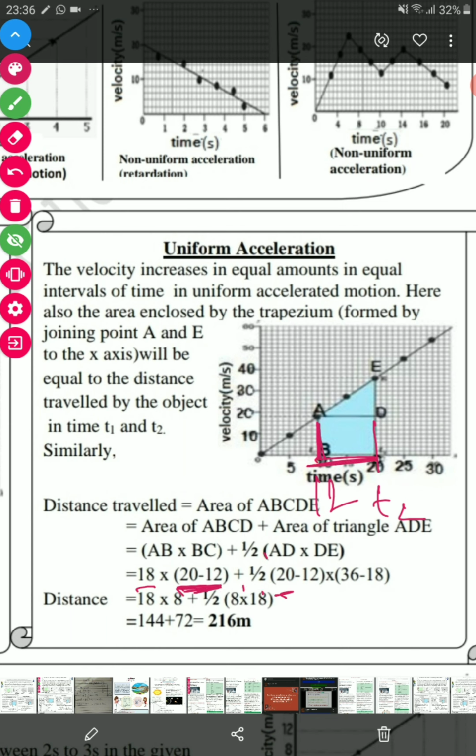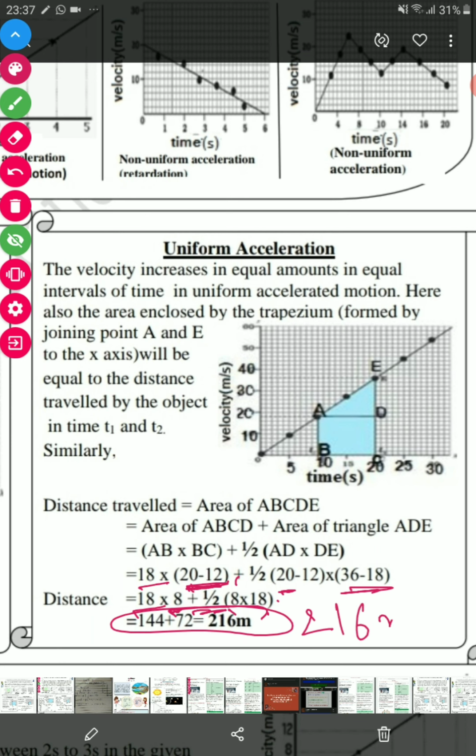Base AD is the base, so 20 minus 12 is AD, into DE. DE you can calculate by 36 minus this 18, we will get the answer 18. So 8 into 18 plus half into 8 into 18, and by calculating this you will get the answer in meters.